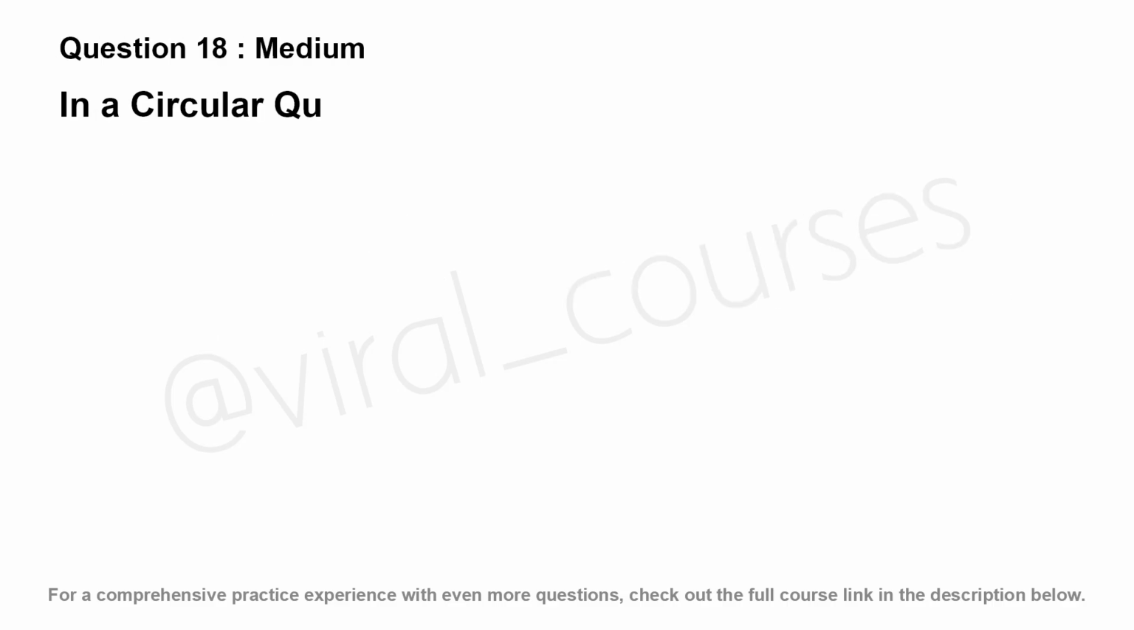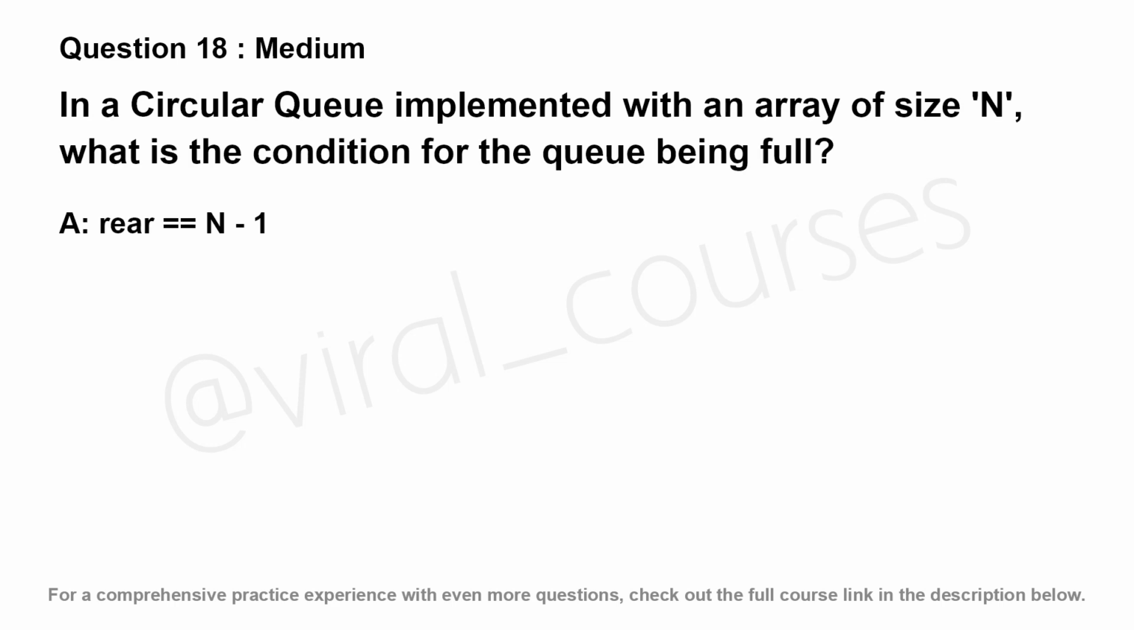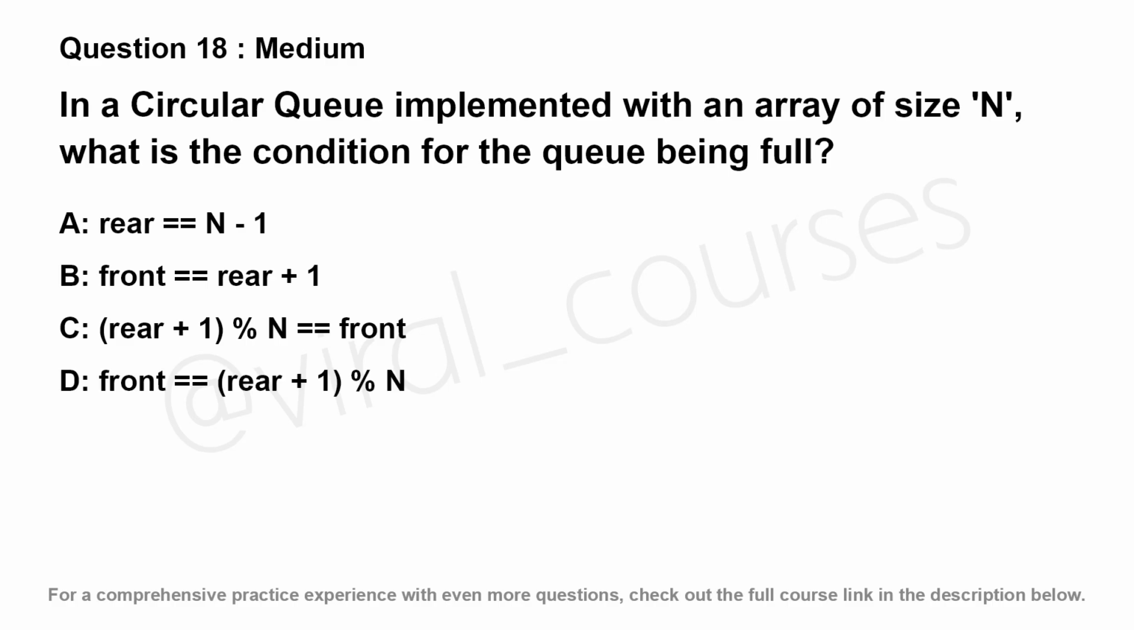In a circular queue implemented with an array of size n, what is the condition for the queue being full? Option A, rear equals n-1. Option B, front equals rear plus 1. Option C, (rear plus 1) % n equals front. Option D, front equals (rear plus 1) % n.